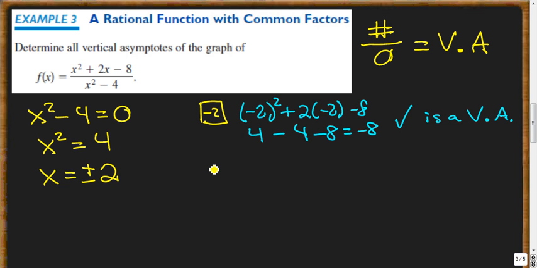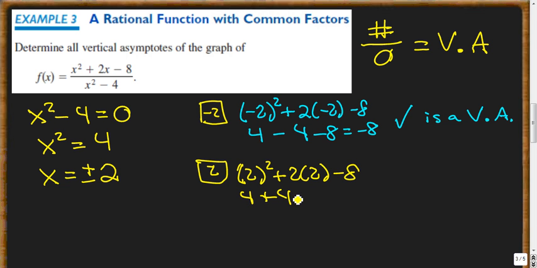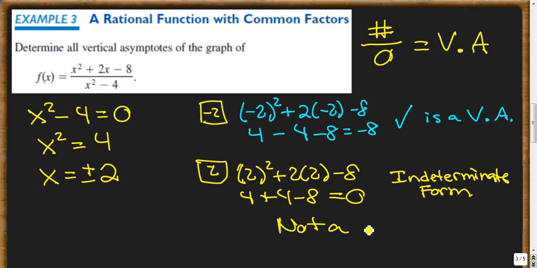Now if we plug in the number 2, we'll get 2 squared plus 2 times 2 minus 8. So this is 4 plus 4 minus 8. That does equal 0. So this is the indeterminate form. Which means that 2 is actually a factor of the numerator and denominator. So this is not a vertical asymptote. It's not going to be it. So the only one that we are going to necessarily have is x equals negative 2.